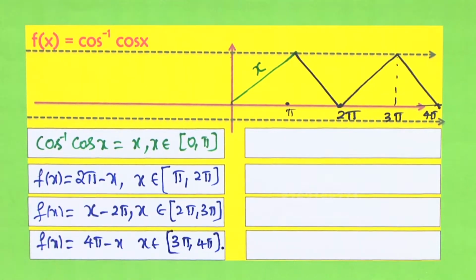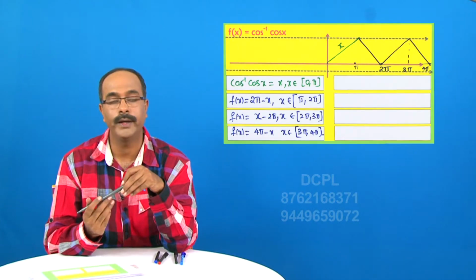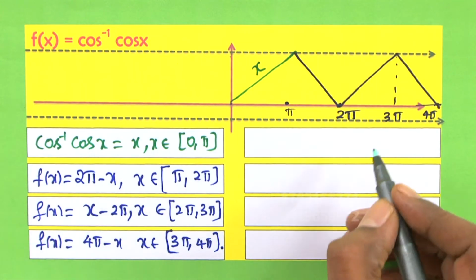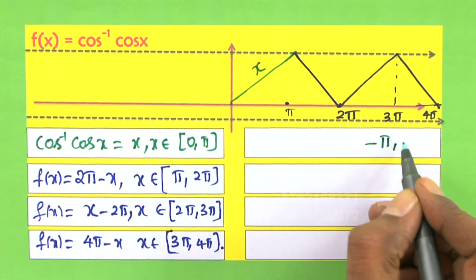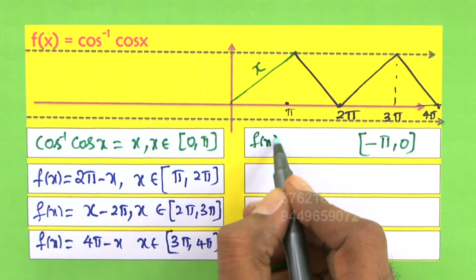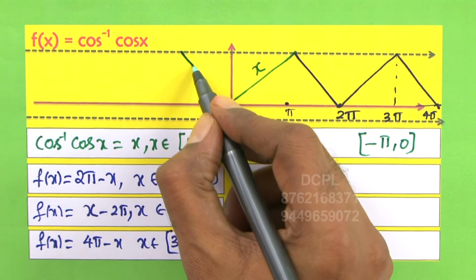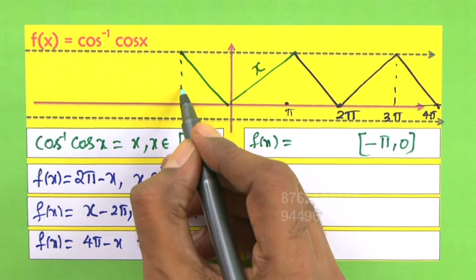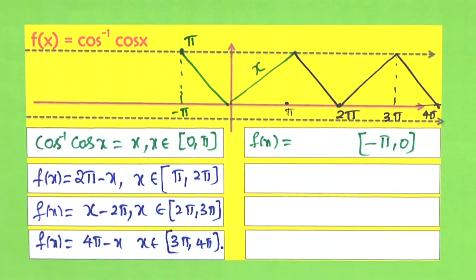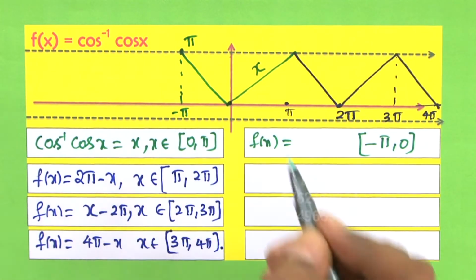Is that correct? So we have explained it for positive values of x. Now let us talk about negative values of x. Please make a note of this first. When x lies between minus pi and 0, what happens? See, when x lies between minus pi to 0, f of x will be equal to a line like this, right? And this point is minus pi and this point is plus pi, and this is 0 comma 0.